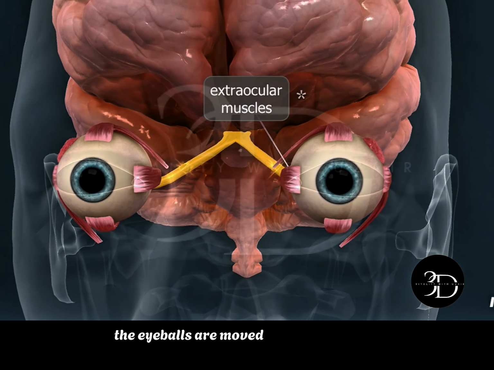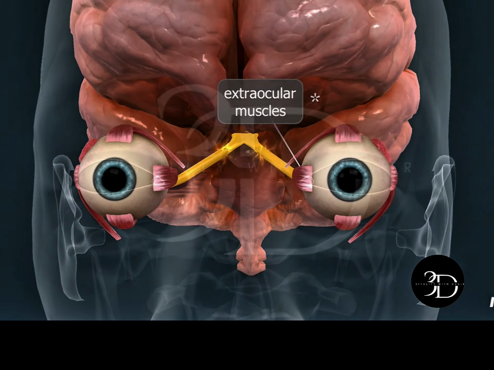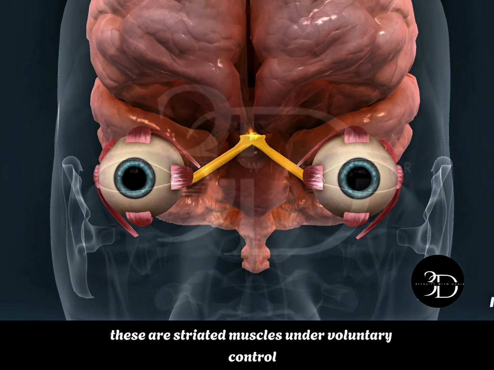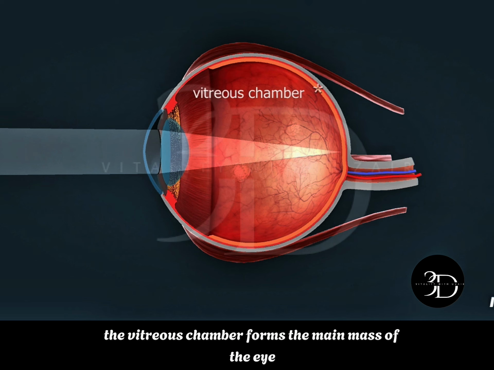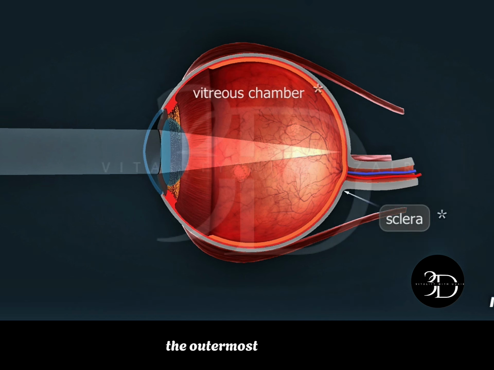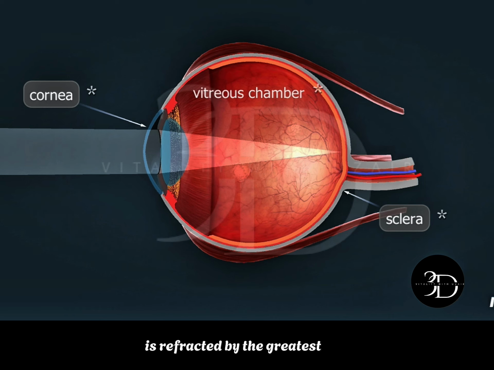The eyeballs are moved by the extraocular muscles. These are striated muscles under voluntary control. The vitreous chamber forms the main mass of the eye. The cross-section of the eye shows three main layers. The outermost is the sclera, a very durable layer of connective tissue, which continues in the transparent cornea. This is where light entering the eye is refracted by the greatest angle.